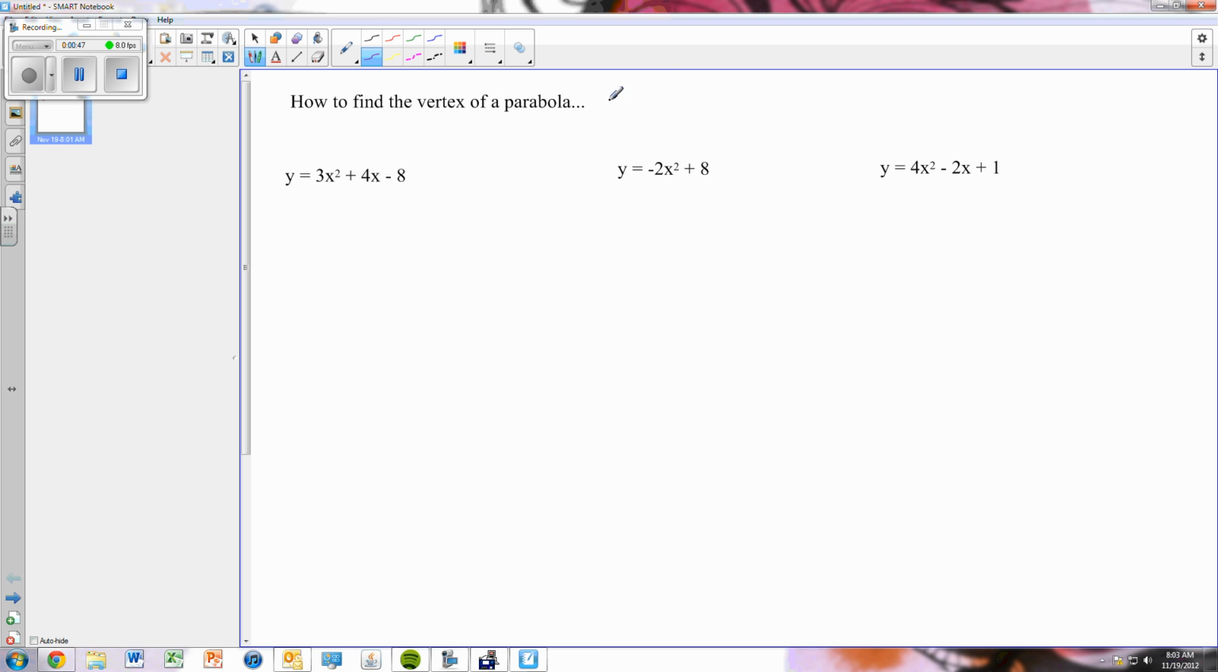So the next thing we're talking about is how to find the vertex. Well, our vertex is going to be this point down here at the bottom of the parabola if it opens up, or it's going to be the point at the top of the parabola here if it opens down. There's two things you need to know.